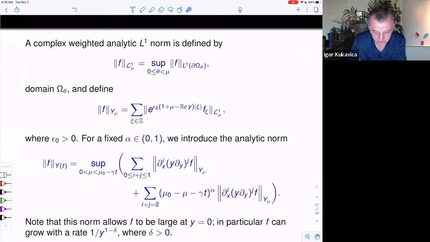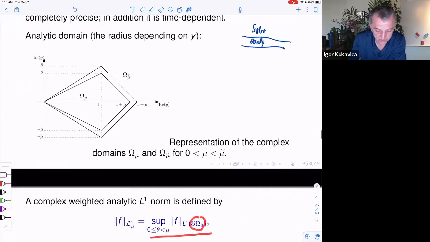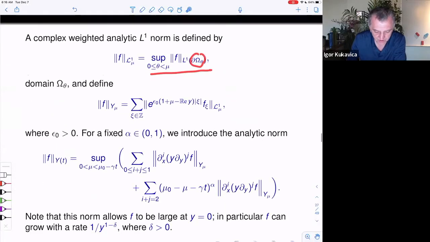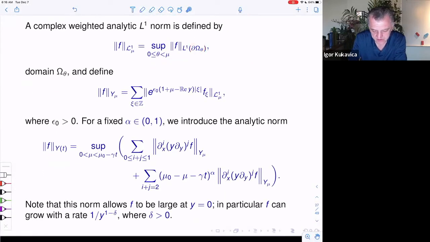So the complex weighted L1 norm is defined as the supremum of L1 among all the paths going from here to there. And then this is in the y variable, and then to do analyticity in the x variable, we use the Gevrey idea, which was originally by Foias and Temam in the L2 setting. There are also L1 settings, and also Sammartino-Caflisch. They use partial Fourier transform in the x variable to study analyticity.